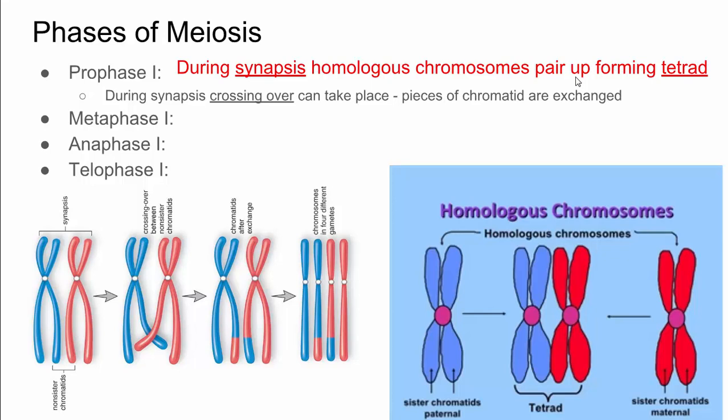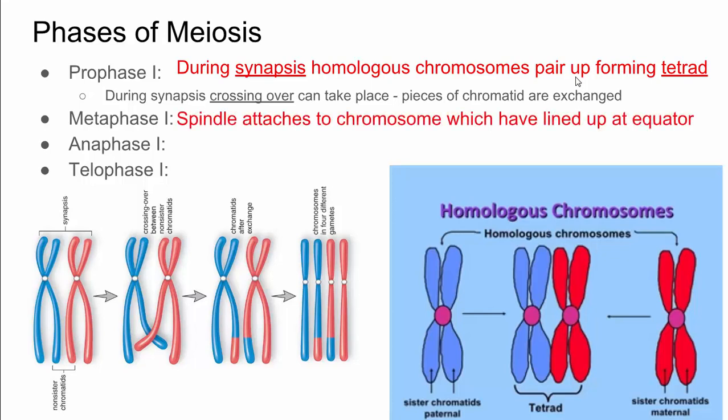So they gather together with their partner. They line up on the equator of the cell during metaphase, the middle of the cell. Spindle fibers attach to them. And then those spindle fibers begin to shorten, pulling the partners apart from each other, separating the homologous chromosomes so that one from each pair goes to each end of the cell. That happens during anaphase. So in anaphase, these homologous chromosomes will get pulled apart from each other.